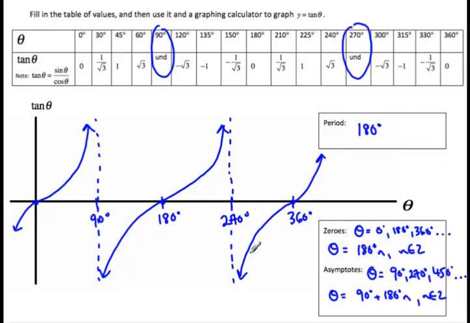So that's an introduction to graphing the primary trigonometric functions. y is equal to sine theta, y is equal to cosine theta, and y is equal to tan theta.